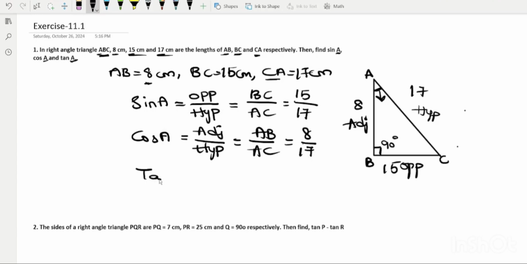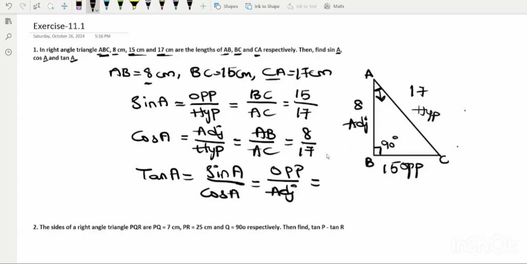And the last value which we need to find out is tan A. As I have told you in the previous video, we can write tan A as sine A divided by cos A, which in turn gives the formula as opposite divided by adjacent side. So what is the opposite side? BC, and the adjacent side is AB. The value of BC is 15, divided by the value of adjacent, which is 8. Therefore tan A is equal to 15 by 8. So these are the values: sin A is 15 by 17, cos A is 8 by 17 and tan A is 15 by 8.